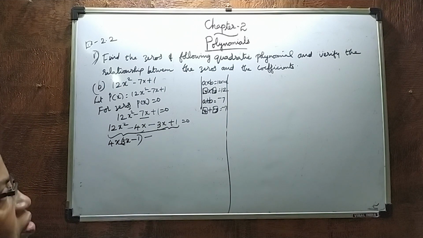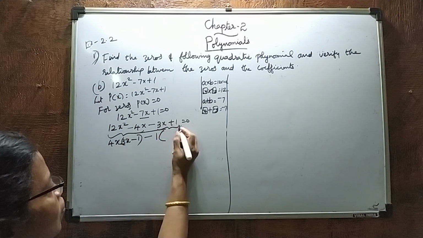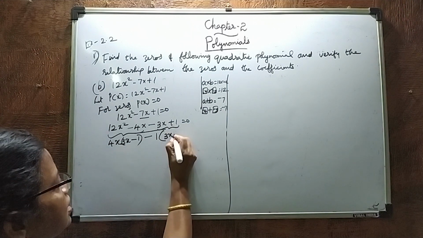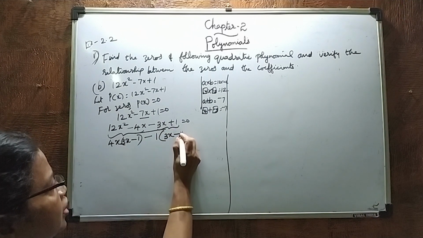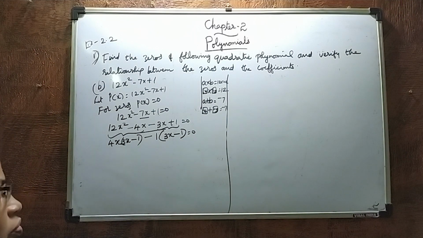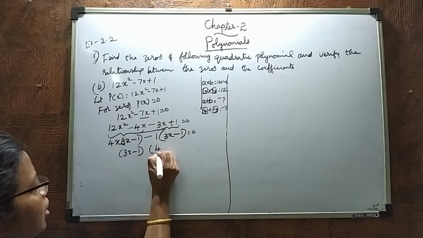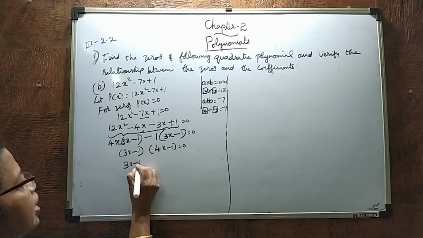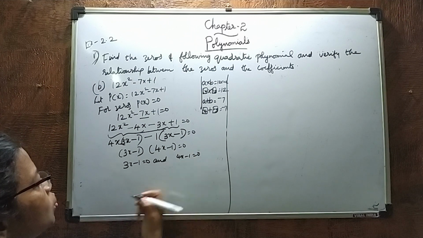Nothing is common. So what I told you, you have to take 1 outside. When you take 1 outside, 3 into 1 into x, 1 into 1 is there. So the balance is 3x. Here, if you put minus, then minus into minus, plus will come, and here it is 0. So take the bracket one first, and then the balance one: 3x minus 1 and 4x minus 1 equal to 0.